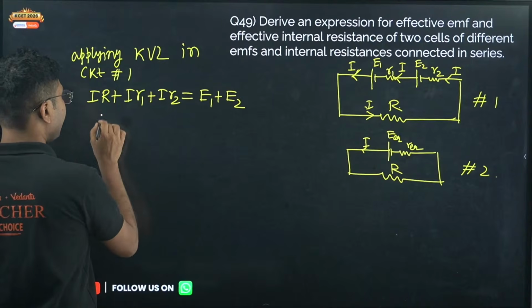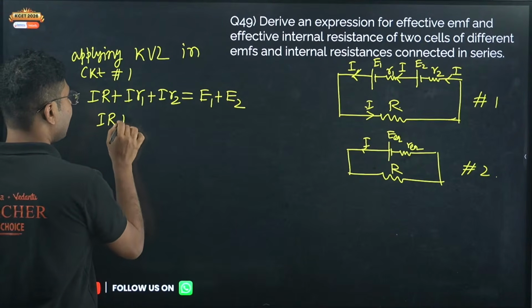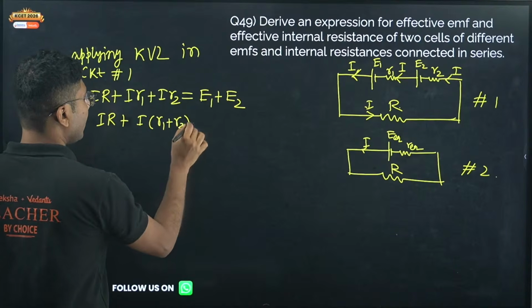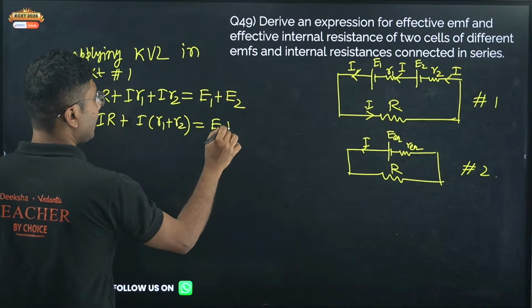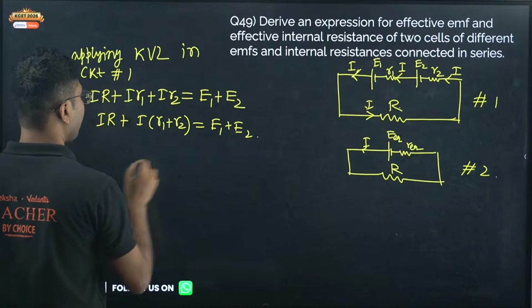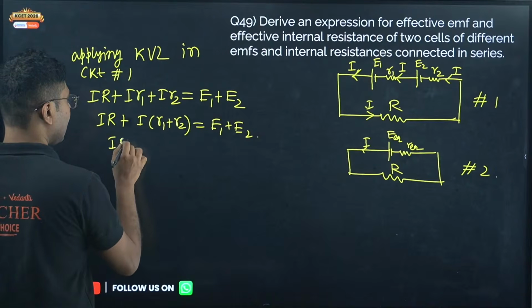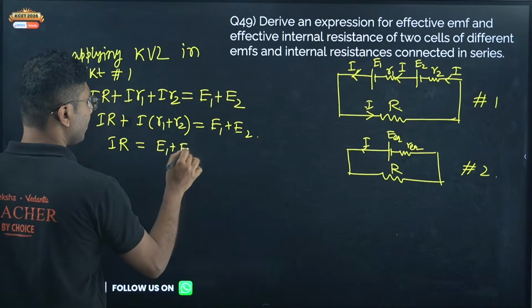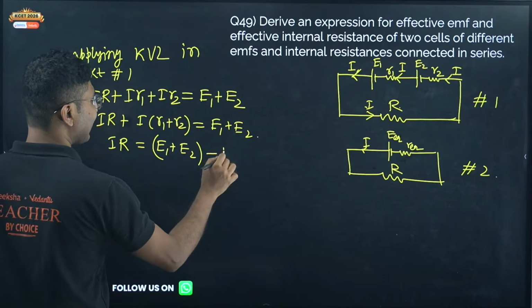Now from here we get IR plus I into R1 plus R2 equals E1 plus E2. So IR equals E1 plus E2 minus I.